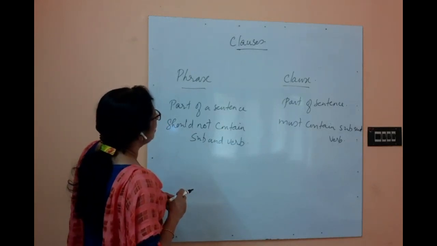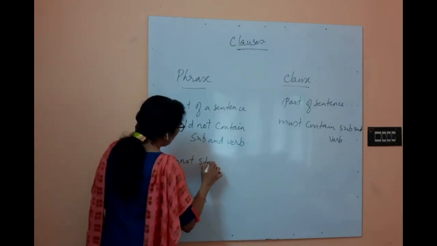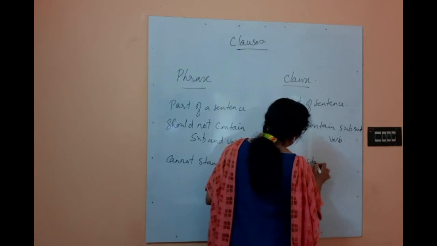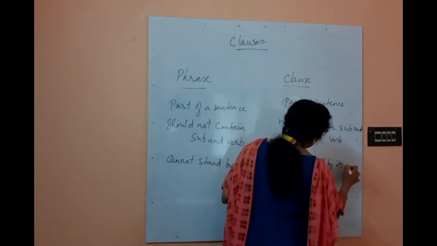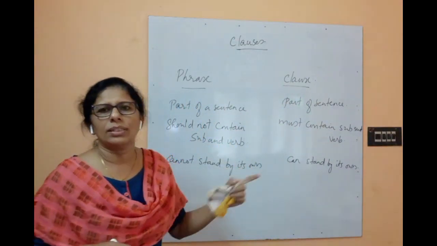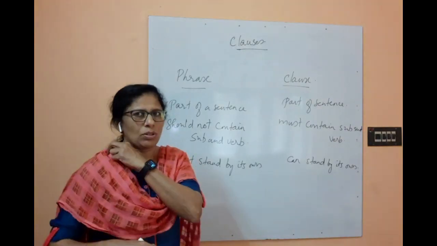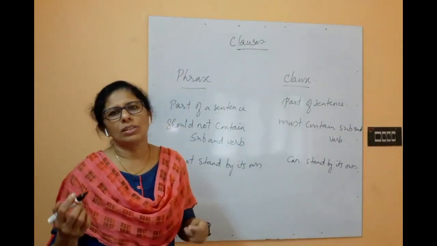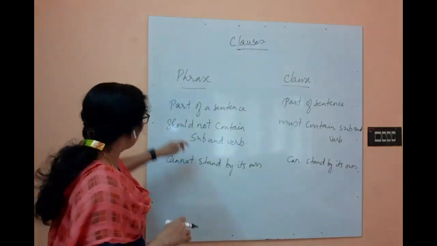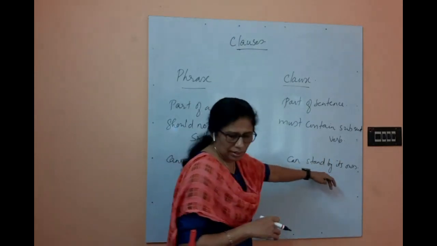Then is any other main difference there? A phrase cannot stand by its own; a clause can stand by its own. Why can it stand by its own? Because it contains a subject and a verb. If a subject and a verb are there, we know that it can stand by its own. It will have a meaning, sometimes not a complete meaning if it is a subclause. If it is a main clause, of course, it can stand by its own. It doesn't need the dependence of any other part of the sentence to complete its meaning. So here, a phrase should not contain a subject and a verb; a clause must contain a subject and a verb. A phrase cannot stand by its own; a clause can stand by its own.